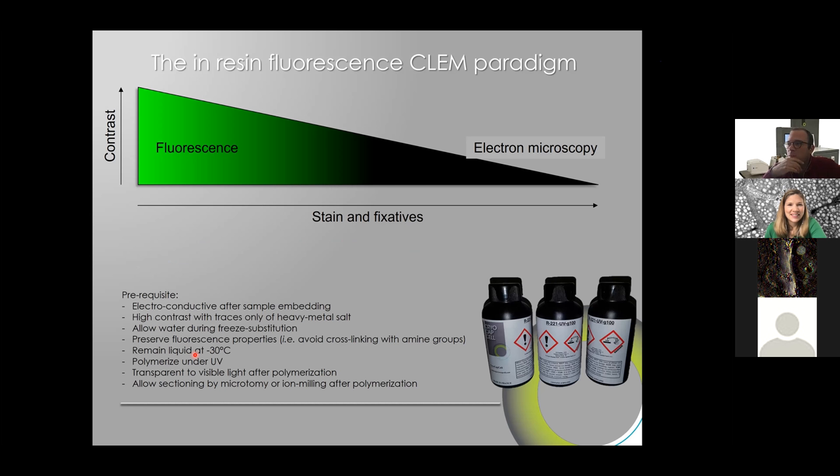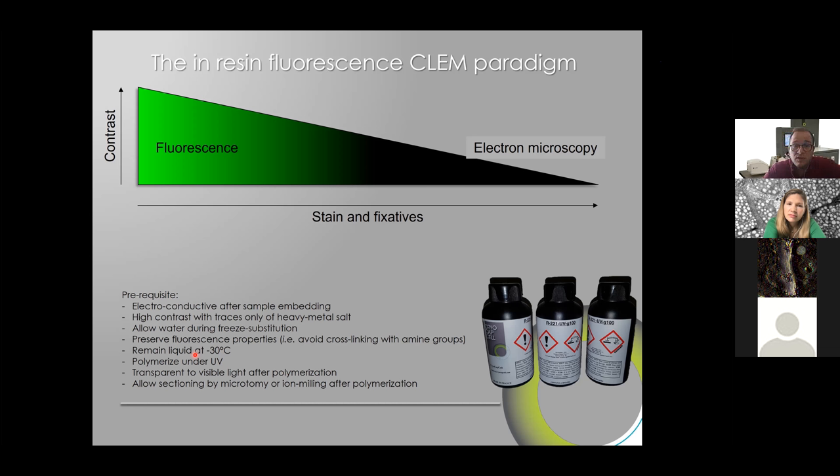So what we decided was to start from a blank page, not trying to take what was existing, but trying to rethink the whole process from the very beginning. And for that, we worked with a polymer chemist. The prerequisite we had was to have something that after embedding would become electroconductive. How would it work? We had no clue. That was the aim, but we had no idea of the path. Obviously, we wanted to have a very high contrast and we could afford having some traces of contrasting agent, but that was not the only idea. If we need to have heavy metal salt, we use it, but that's an option.